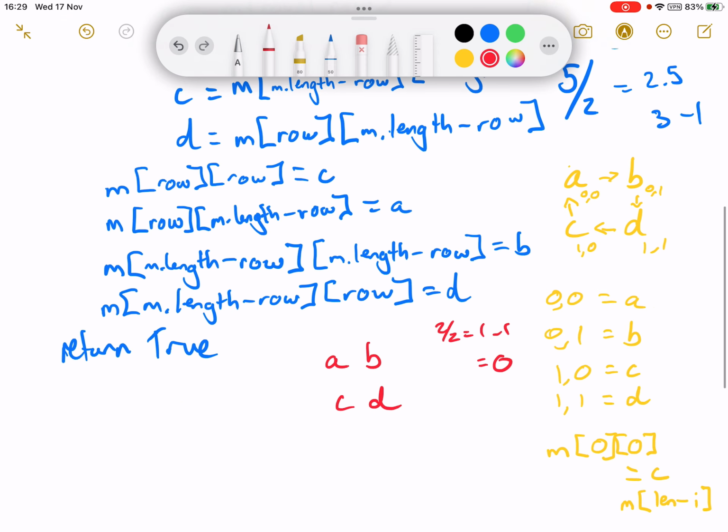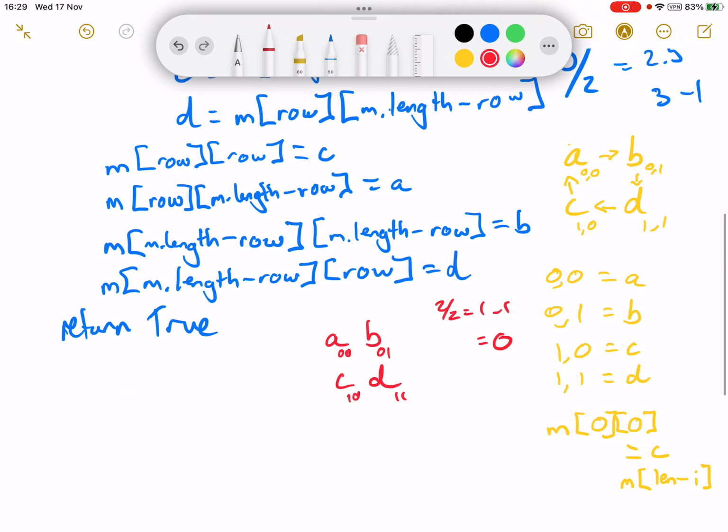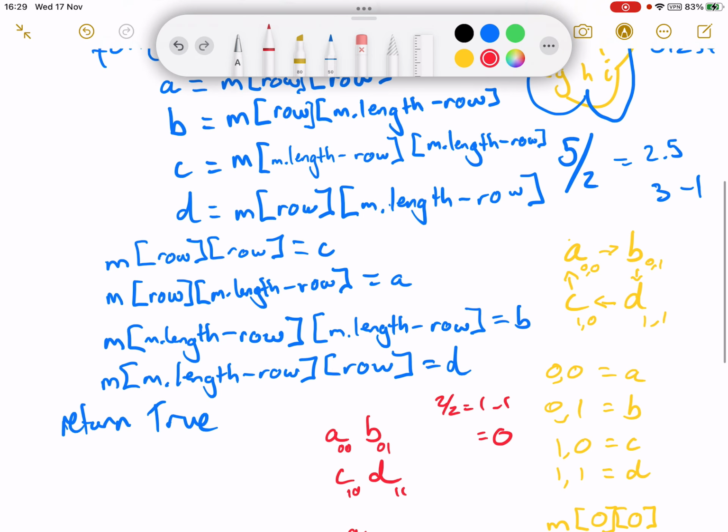So that means that, this is 0, 0, 0, 1, 1, 0, 1, 1, right? So A should be equal to M 0, 0, so A, yeah. B should be equal to row, so 0, and then the length 2.